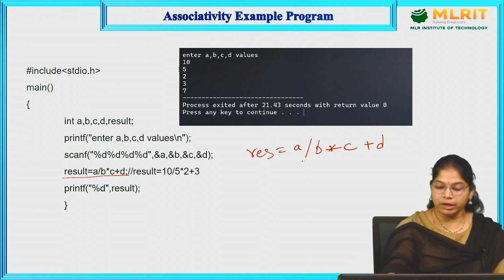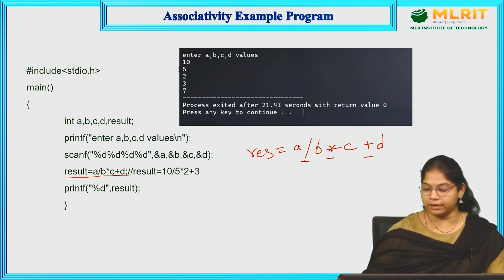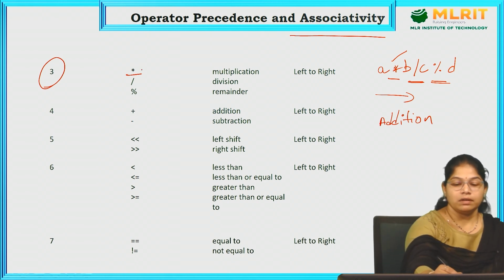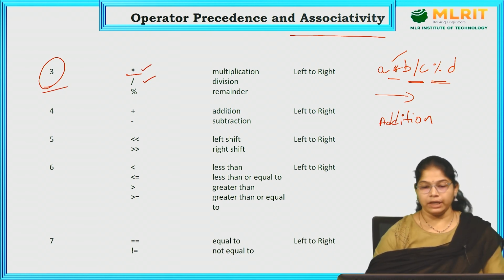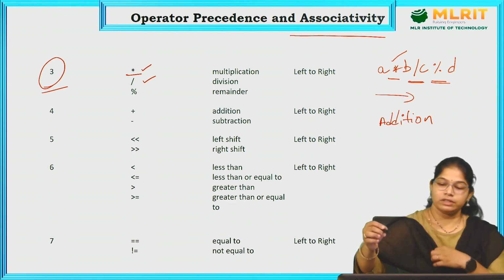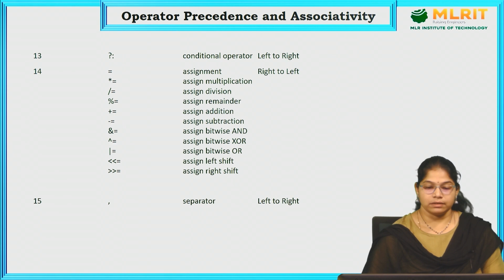Here we have operators called a division operator, a multiplication operator and an addition operator. So in the chart, division and multiplication come under the same priority, equal priority. Then what do we have to do? We have to go with the associativity, which is from left to right.